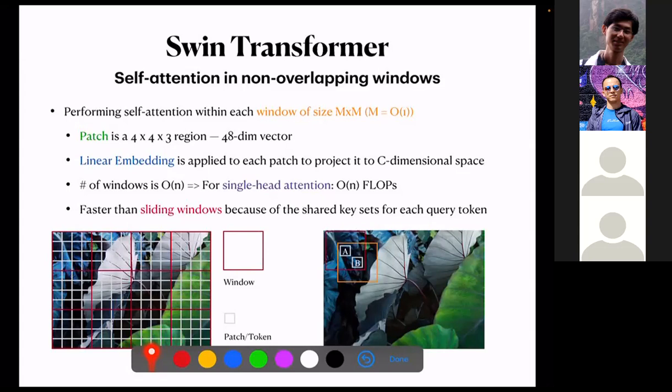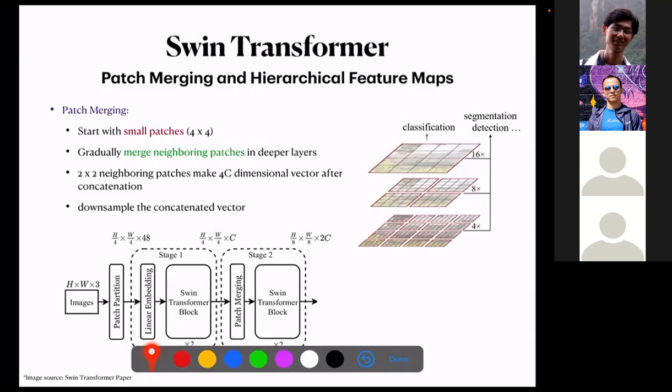And the next thing they offer is patch merging to model hierarchical feature maps, as is done in convolutional neural networks. If you remember, we project every patch into a C-dimensional vector, and after applying the attention mechanism, we have another C-dimensional vector, right? Then they group patches, merging patches into one patch in the next layer of the backbone. So we have 2x2 neighboring patches, which make a 4C-dimensional vector after concatenation, and we project it into a 2C vector, that is, we downsample it. To illustrate this, I put the image here so you can see.